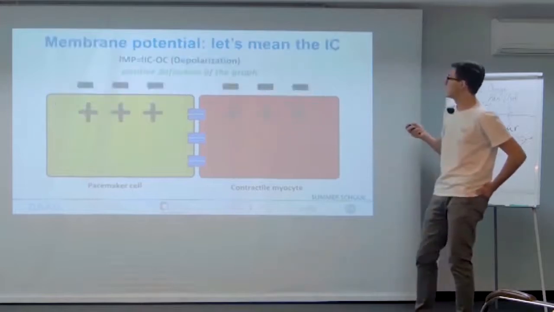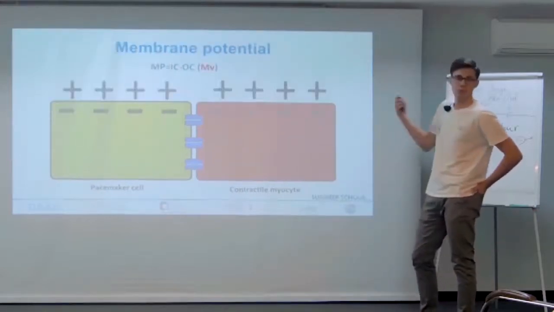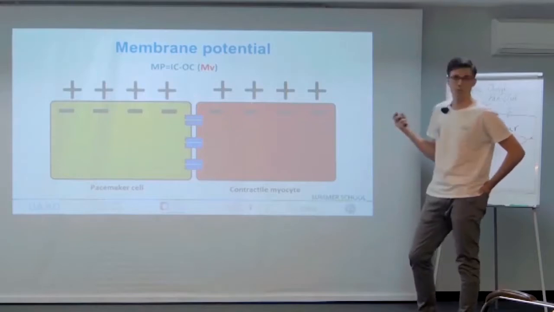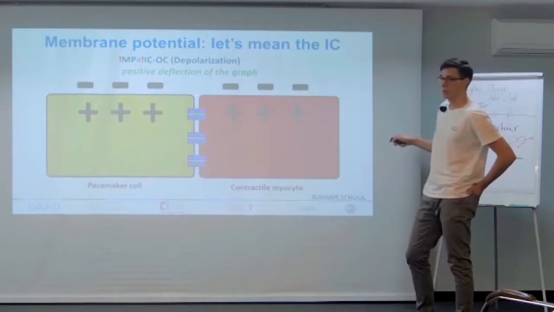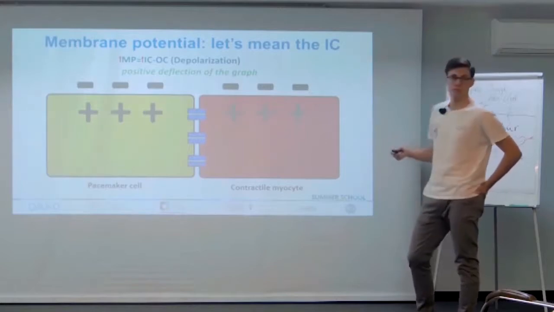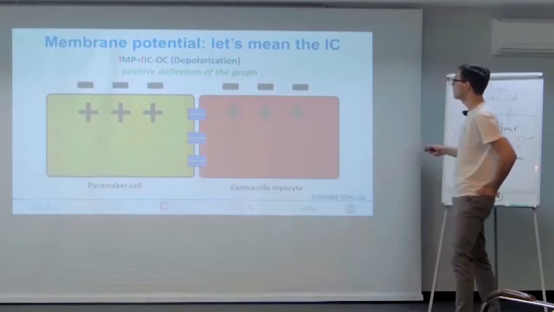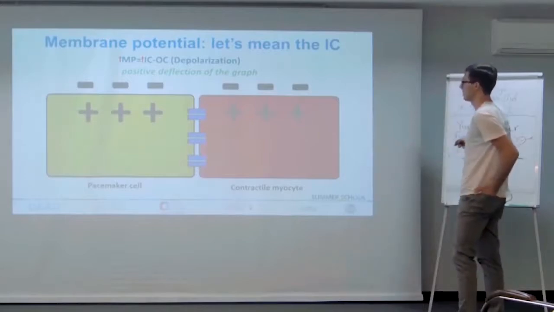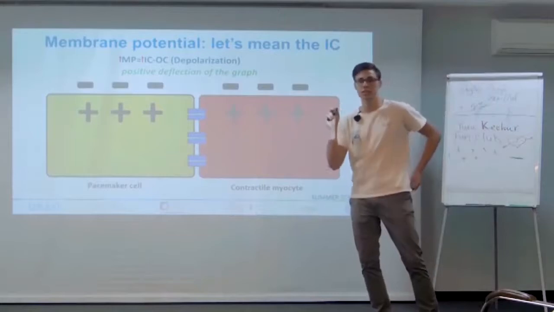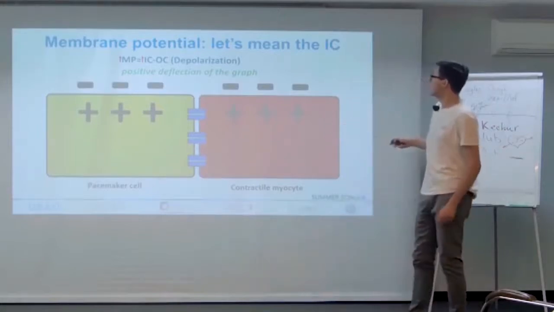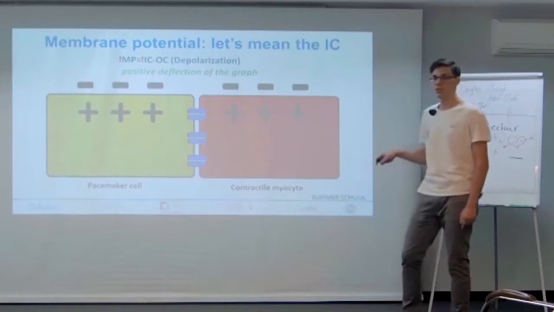So if we speak about the charge, we will speak about the millivolts. If you increase the inner charge, you will increase the membrane potential. Yes or no? This is what our math says. So it is going to be a positive deflection of the graph. Why? Let's mean for this tutorial that the membrane potential is only this inner charge. Let's speak only about the charge inside of the cell.